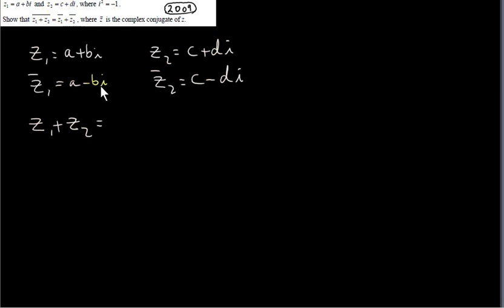So to add two complex numbers, we add the real parts together. So we get a plus c, and then we add the imaginary parts together. So we get bi plus di, which can be written as b plus d times i. Now let's look at the conjugate of z1 plus z2. We just change the sign of the imaginary part. Well, the imaginary part is plus b plus d, so we change that to minus.